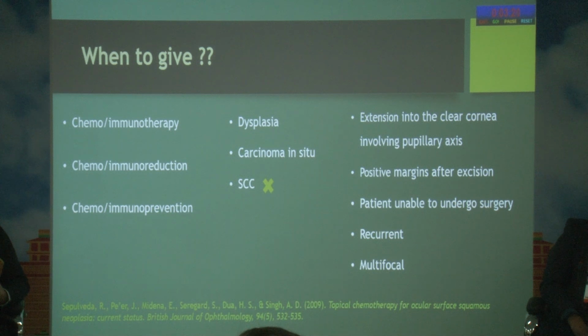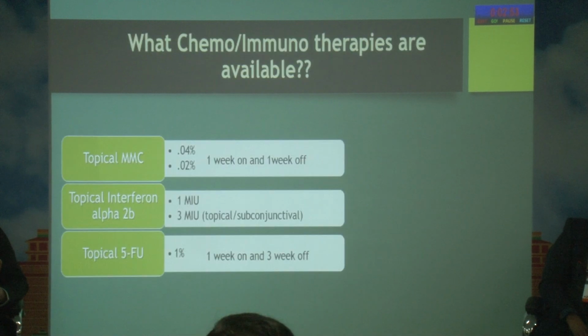So I prefer these topical drugs in cases of dysplasia and carcinoma in situ. In SCC, except when the patient is not suitable for surgery, or if the lesion is multifocal, or I want to reduce the size of the tumor before surgery, I would prefer these drugs. Otherwise, I would straight away go for surgery. So these are a few indications: when the tumor is recurrent, multifocal, or involving the pupillary axis, these drugs are quite useful.